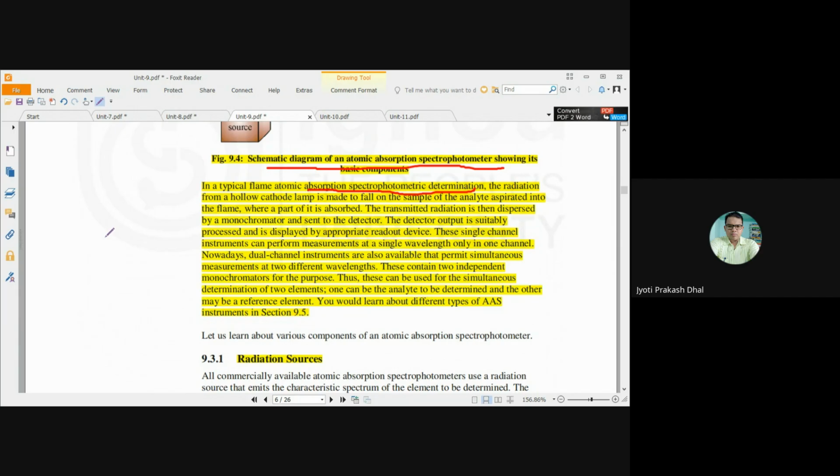Nowadays, dual channel instruments are also available to permit simultaneous measurement at two different wavelengths. These contain two independent monochromators for this purpose. Thus, this can be used for the simultaneous determination of two elements.